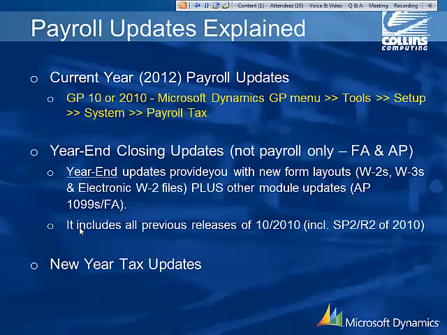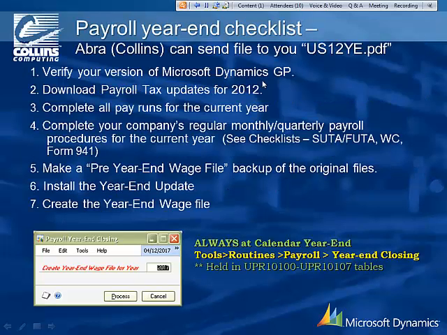Now, if you go to your current system, this is how you're going to go in and update payroll taxes, by this path. Verify your version of GP by signing in and going to Help, About. You're going to download your payroll taxes. As we said, complete all the runs. So this is what you do at your year end. You're going to complete all your Form 941s, and then you have to make a pre-year end wage file backup. So you've got that backup.